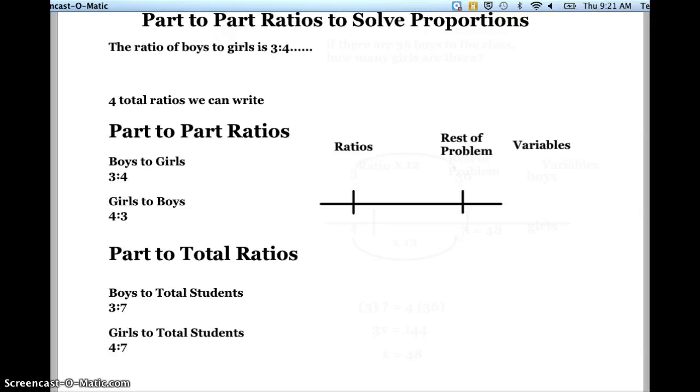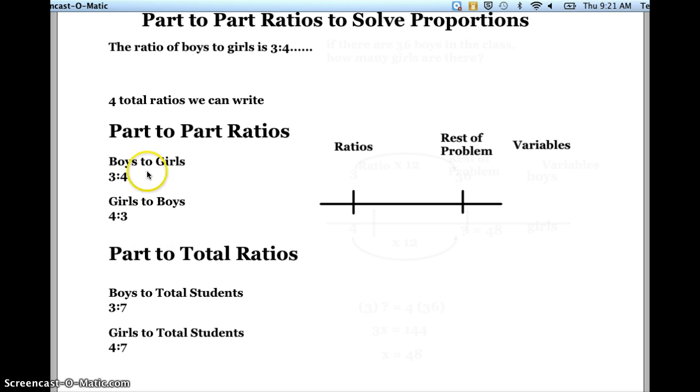Okay, Oak Rovers, this is going to be a video that's going to help you solve proportions where you use a part-to-part ratio. Now, I've started off the problem like this. The ratio of boys to girls is 3 to 4. I've purposely hid the rest of the problem because I want to talk about the different types of ratios I can write when I know that there's 3 boys to 4 girls.